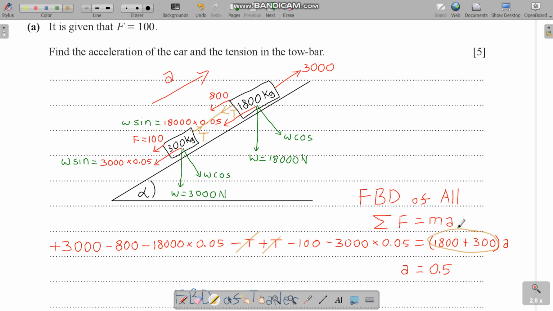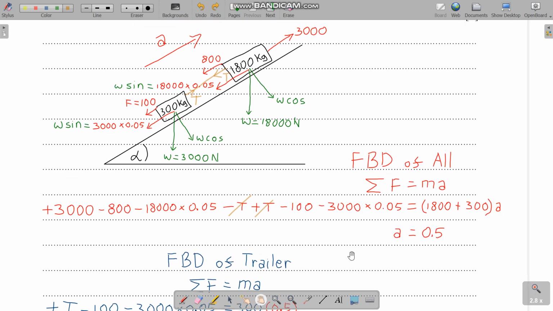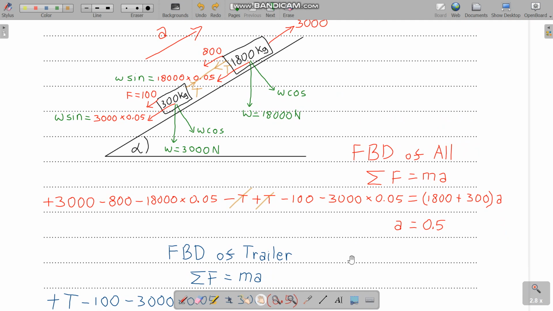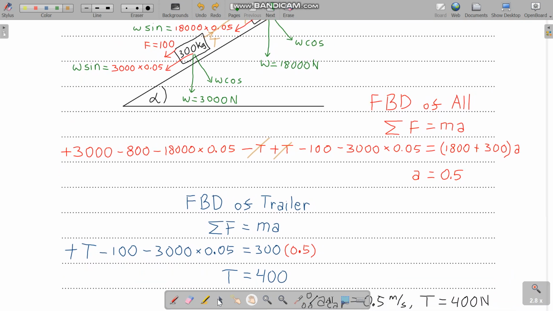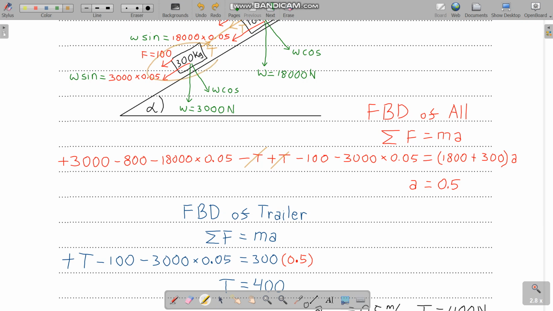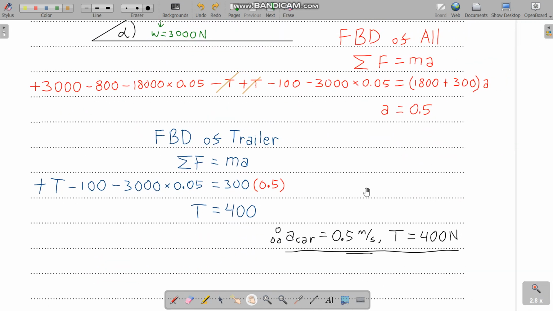For the FBD of all, we use the mass of all. Use your calculator, whatever you get on the left, divided by the brackets, we get the A. And to find the tension, we use the FBD of car only or trailer only. So here we are using the trailer only because we have one fewer force to consider. If you look at the trailer, we have 3 forces along the slope direction. So sigma F equals ma, the T is positive up the slope, the 100 is negative, the 3000 times 0.05 negative, equals ma, trailer mass only. We know the A already, and we can find the T. So in conclusion, the A and the T, we have the final answer.